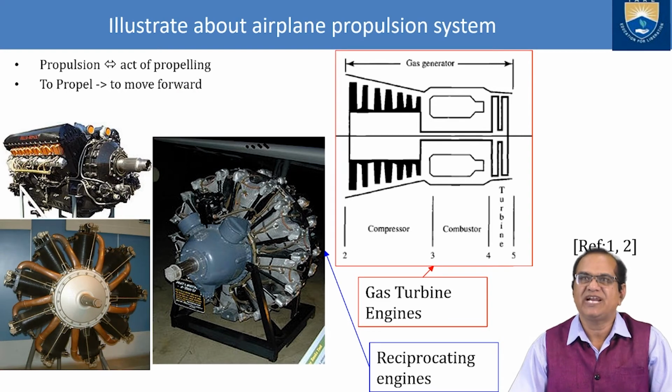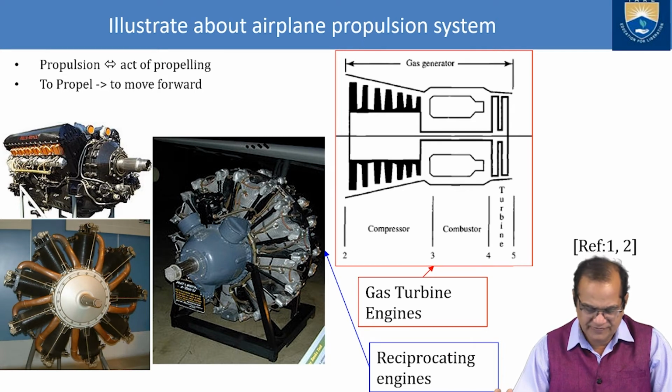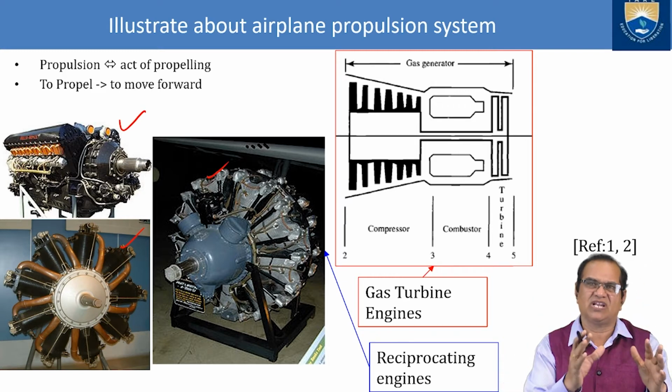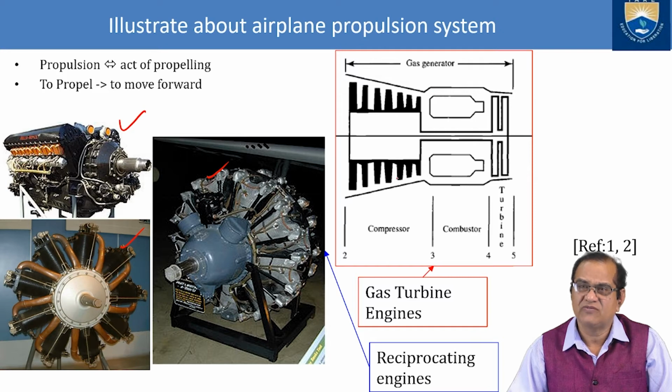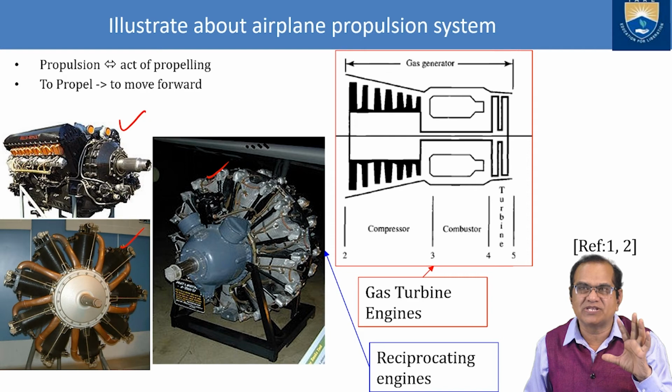Next question, illustrate about airplane propulsion system. So this I have already discussed in the principle of operation of your gas turbine engine. We can divide this propulsion system into mainly 2 groups. One is the reciprocating engines and another is the rotary engines. In this reciprocating we have 2, 3 types, V type, circular, axial. All these configurations are here, and here we have the gas generators, the compressor, combustor and the turbine. Propel means the act of propelling, to move forward. So that is the meaning of the propulsion system.